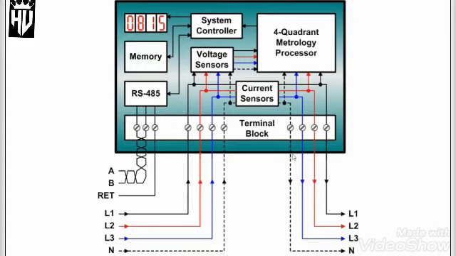The metrology processor performs 4-quadrant multiplication to determine the amount of active power consumed as well as the amount of reactive power loading the main. These calculated results are forwarded to system controller, which besides display and memory management controls the data transmission between energy meter and central data collection point. This transmission is done through RS485 interface.